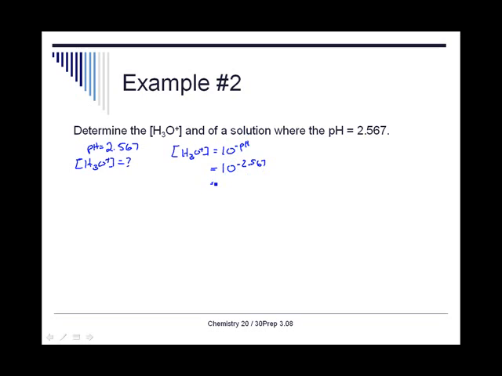And so inverse log negative 2.567, and we get a concentration of 0.0027 and 1. Now, our pH has 3 significant digits, so we need 3 in our answer, moles per liter, and we should express it in scientific notation, so we're going to move our decimal 3 spots over, so it's going to be 2.71 times 10 to the negative 3 moles per liter.